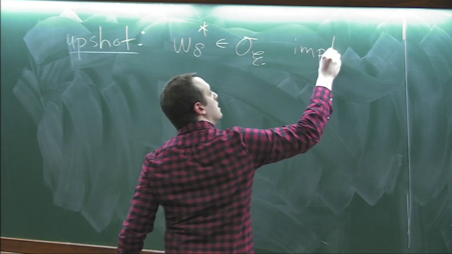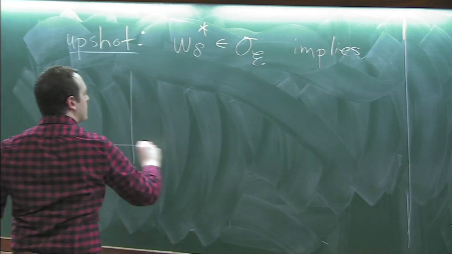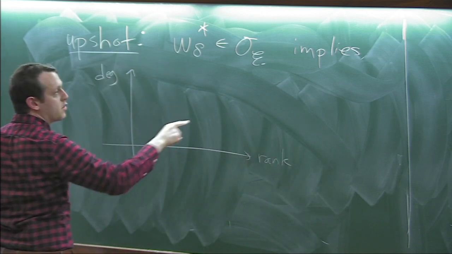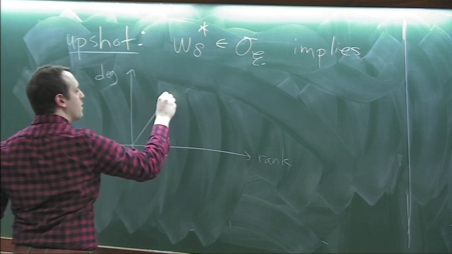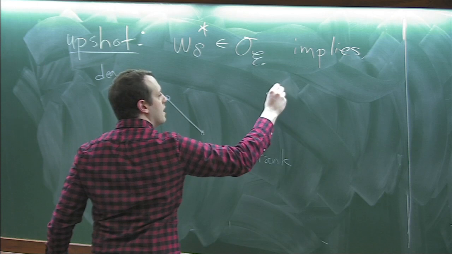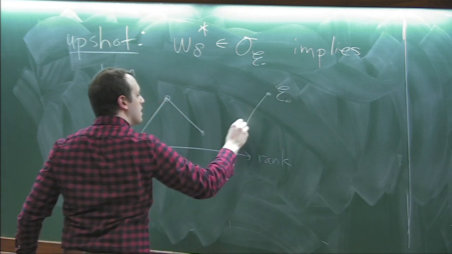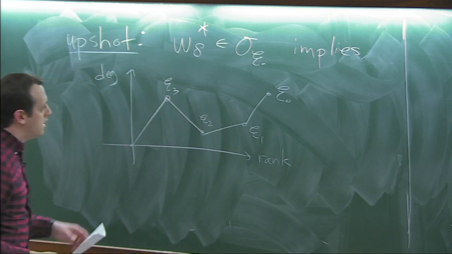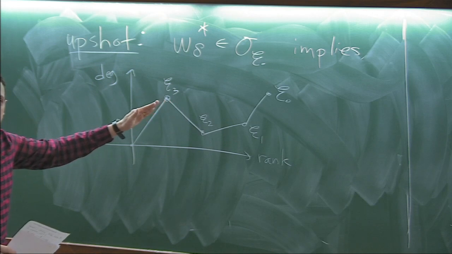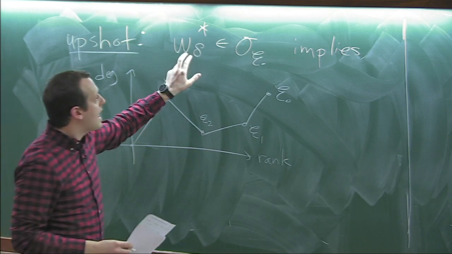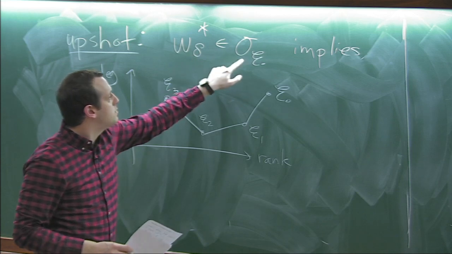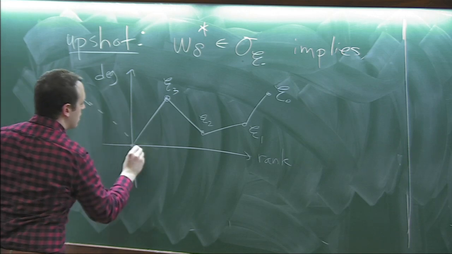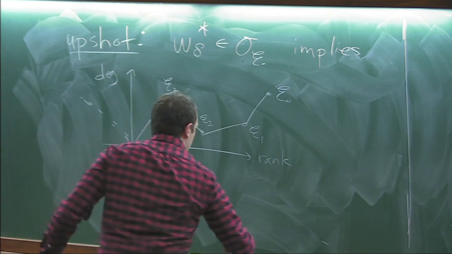implies that when I look at the ranks and degrees of the associated graded of this filtration, so this is the familiar diagram. Here's my E naught, and then I have an E1, E2, E3. You can plot the course of this filtration, and at any finite delta, this being in the cone implies that there's some minimum slope that this chain can never go below, some slope.